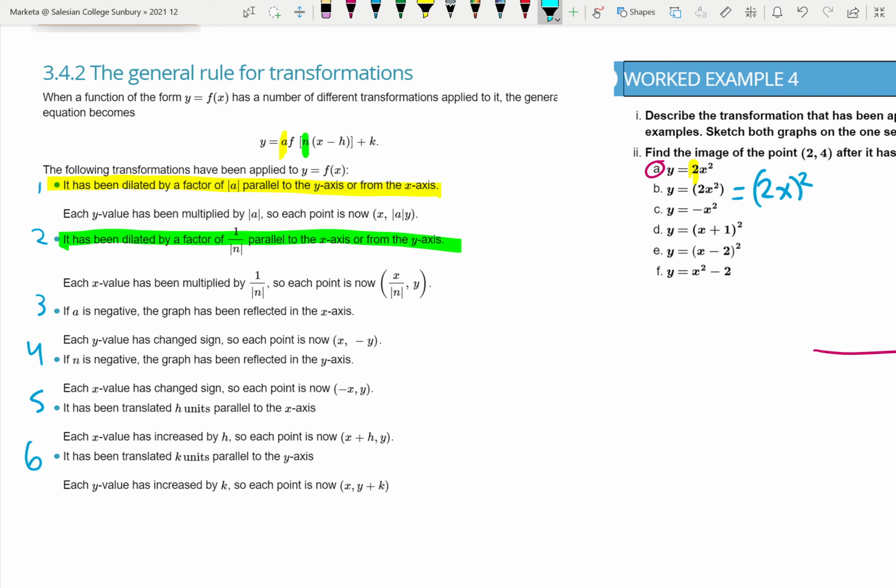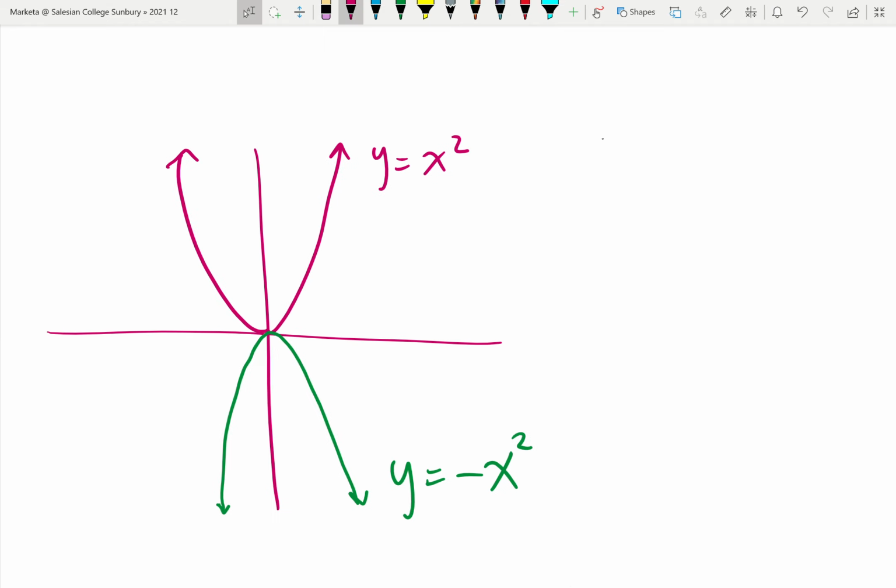So for this one, it's number 3. If A is negative, the graph has been reflected in the x-axis. So I'll just put a little blue thing there to show that the negative would go there. So reflected in the x-axis. So we can say our transformation is just reflected in the x-axis.